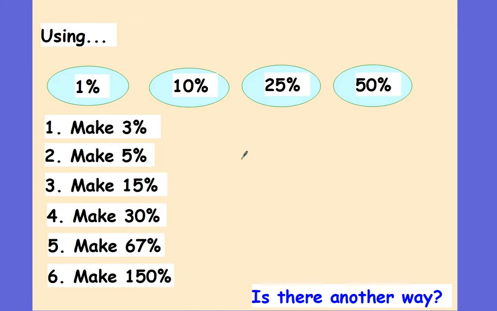In your light blue books, using 1%, 10%, 25% and 50%, can you work out how to make 3%, 5%, 15%, 30%, 67% and 150%? There's multiple ways of doing this. Pause the video for a few minutes and think of as many ways as you can to make each of these percentages.